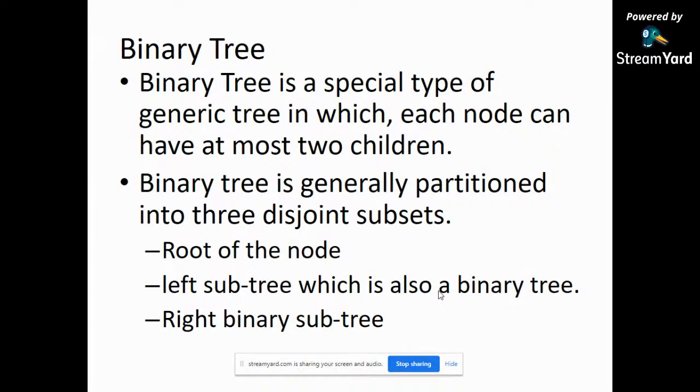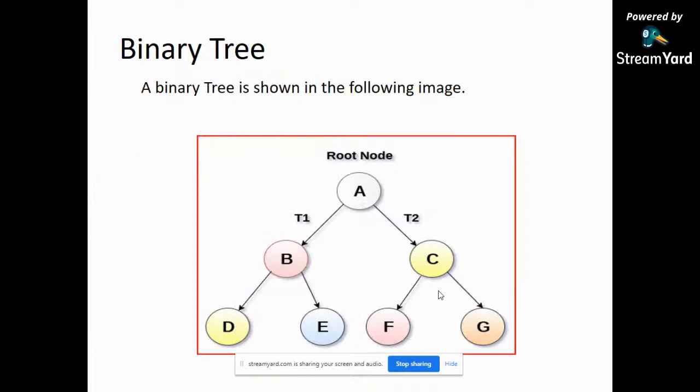A binary tree is generally partitioned into three disjoint subsets. One is the root node, second is the left subtree, and third is the right binary subtree. The left subtree should also be a binary tree, and the right subtree should also be a binary tree. In this way, a binary tree is partitioned into three disjoint subsets: the root node, the left subtree, and the right subtree. So this is the diagram for a binary tree.